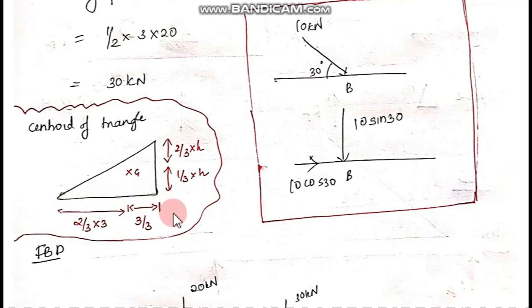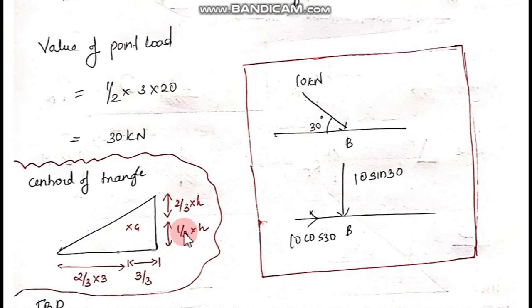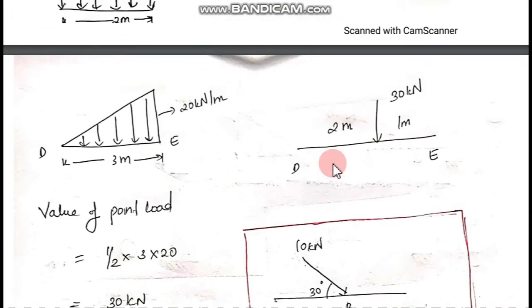Same way here, and the height is not required because we are going to place it on the length of the beam. So from this side it is 2 by 3 and from this side it is 1 by 3. So 2 by 3 of 3 is 2 meter and 1 by 3 of 3 is 1 meter.